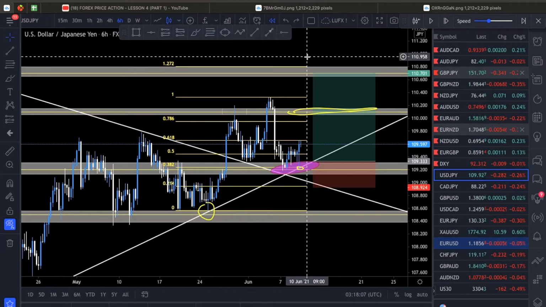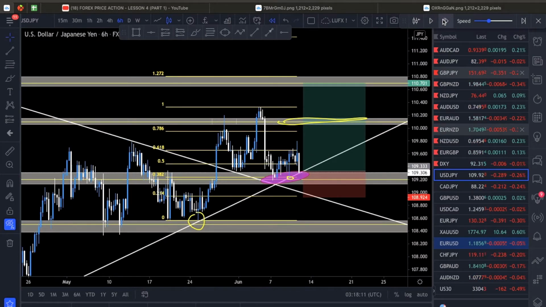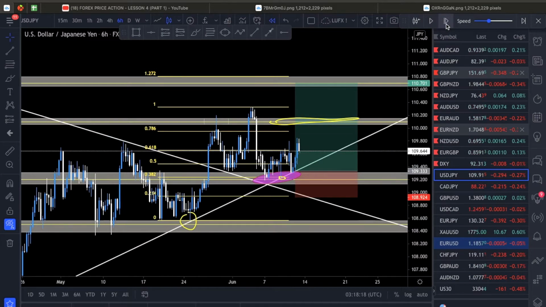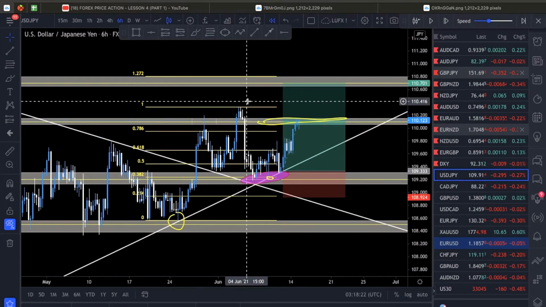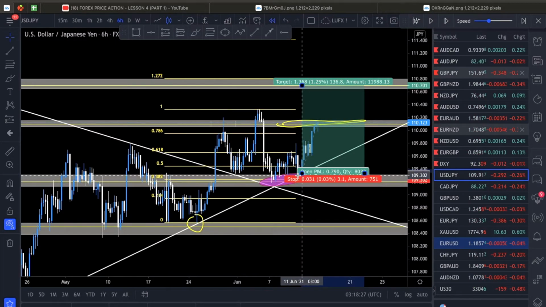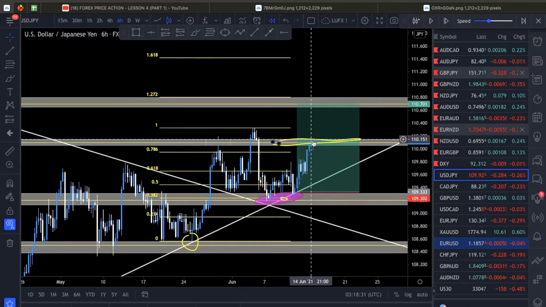So let's see what price does. Price came back down, hit the trend line again, and then bounced up. So at this point right now, I took partials and I'm break even on this trade. So I can't lose any money. It's a risk-free trade. So now I'm just in the trade and I'm going to see what it does.